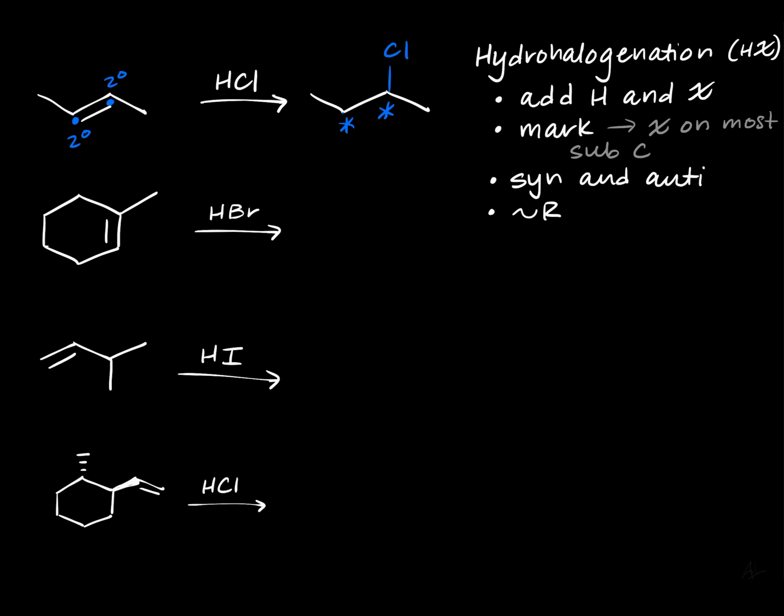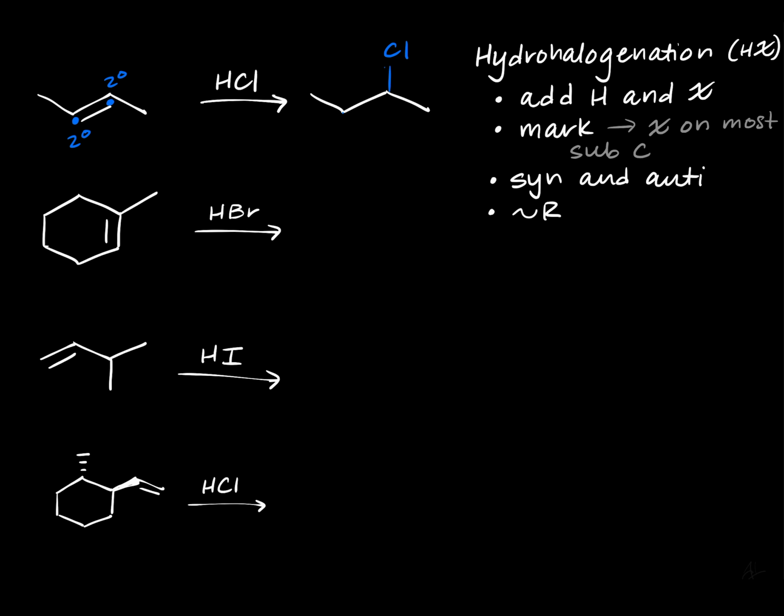On the left carbon, this is not chiral because it doesn't have 4 different groups, right? It has 2 hydrogens off of it. The rightmost carbon, does it have 4 different groups? Well, it has a chlorine, a hydrogen, a methyl group, and an ethyl group. These are 4 different groups, and so this is a chiral center.